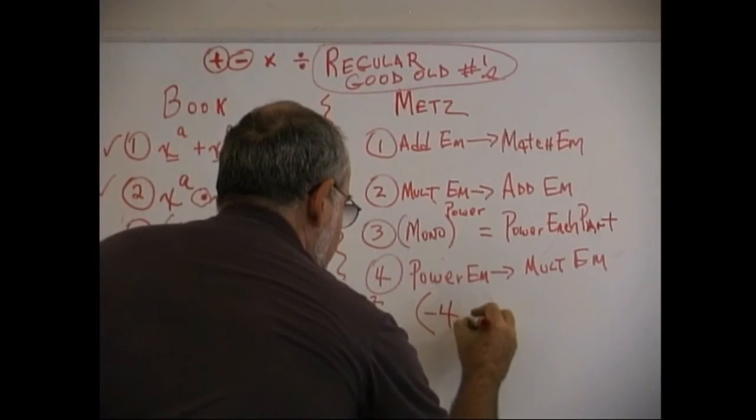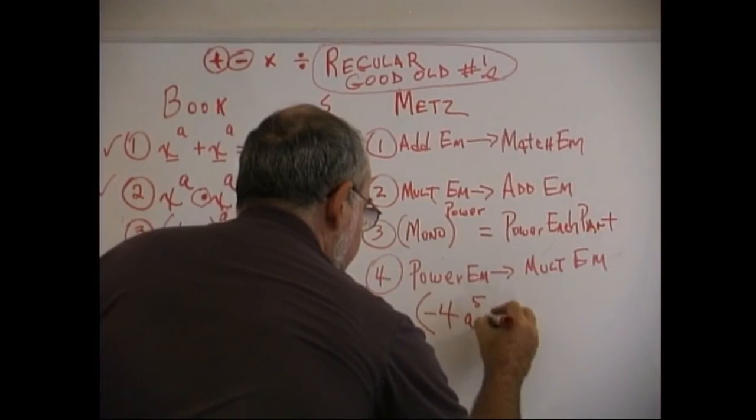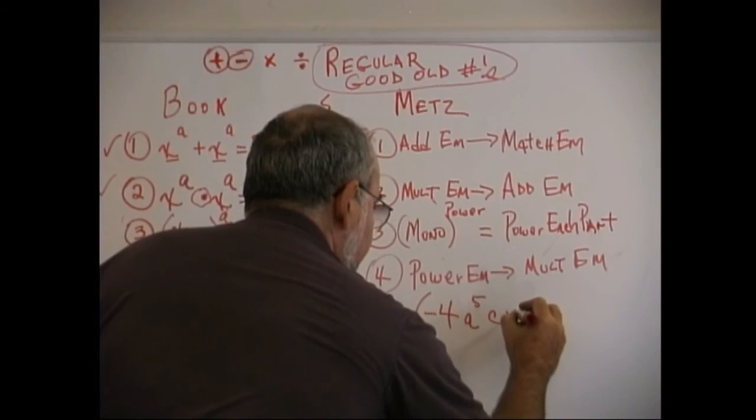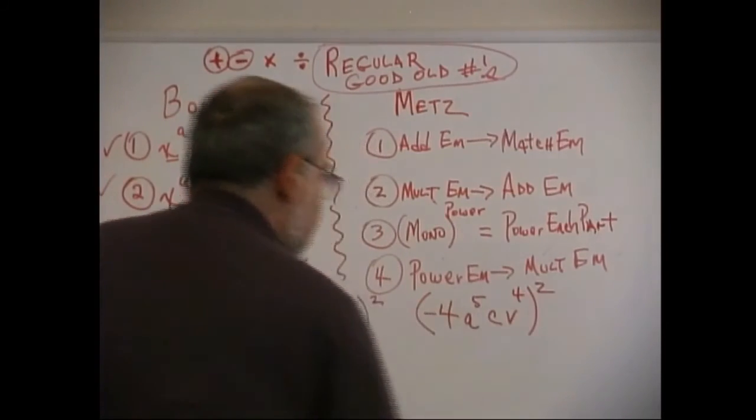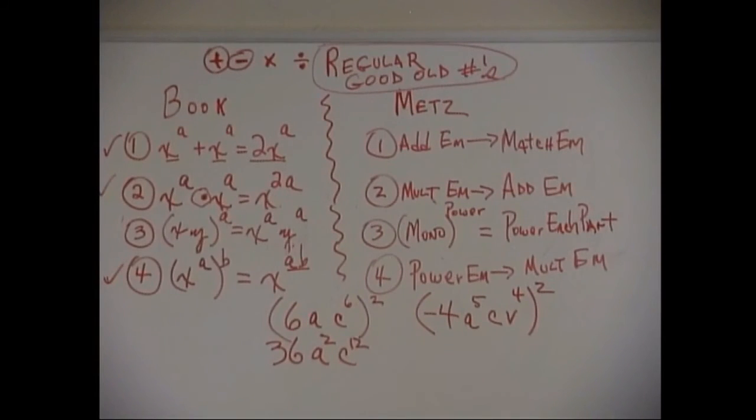Negative 4 A to the 5th, C, V to the 4th, squared. All right, do it. This one's also for you. Go ahead and do it. Pause it if you need to. I'm back. What's the answer?